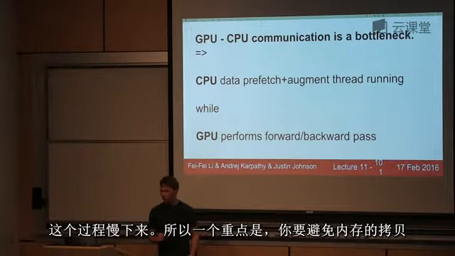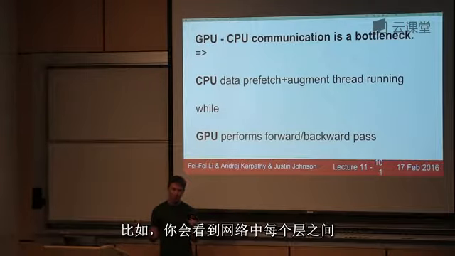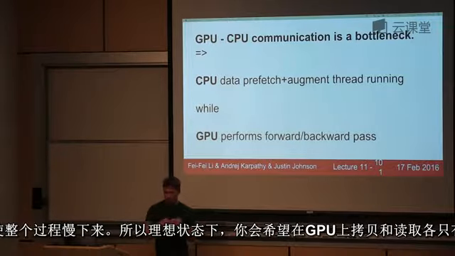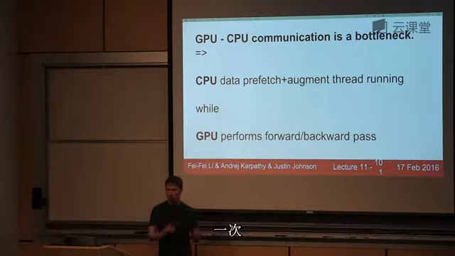So one idea is you want to make sure to avoid the memory copy. One thing that sometimes you see is at each layer of the network it's copying back and forth from CPU to GPU, and that'll be really inefficient and slow everything down. So ideally, you want the whole forward and backward pass to run all on the GPU at once.